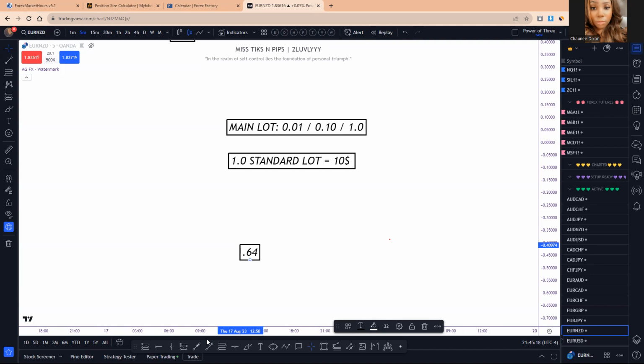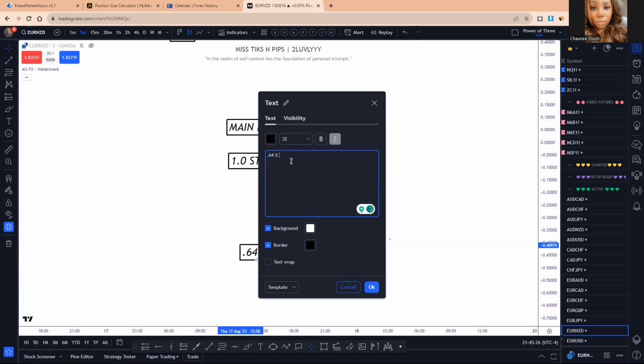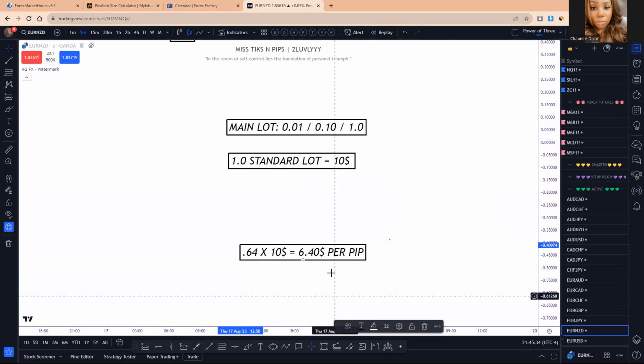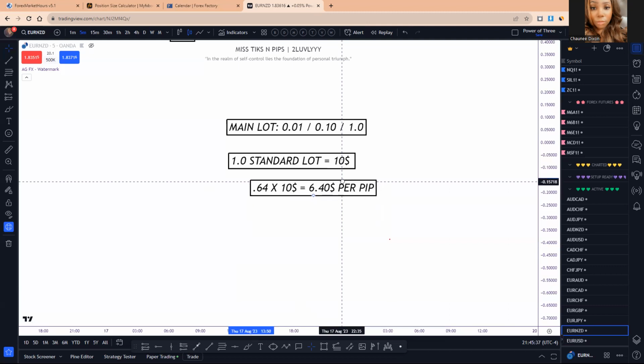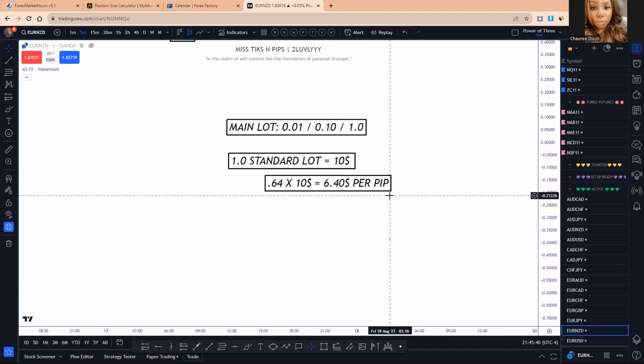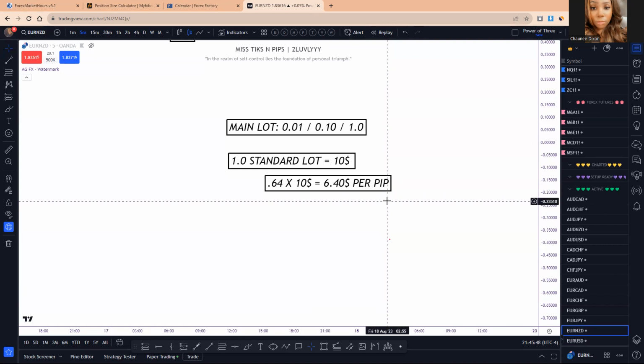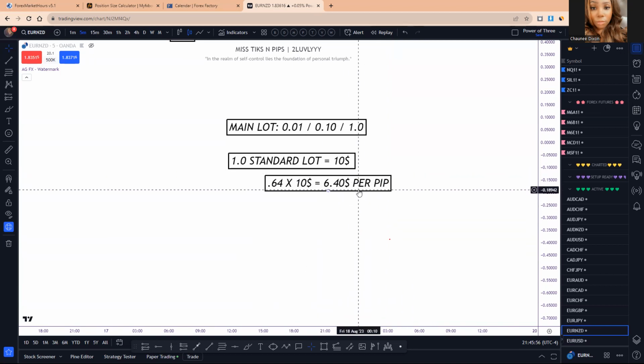Let's see. Yep, $6.40. So multiply that by $10, and that is $6.40 per pip. So that is how I'll figure it out every time, if I need to do it in my head. Now, I want to preface this by saying this is only going to be for major pairs. So anything that you trade with a US dollar attached. So your Euro USD, USD JPY, AUD USD, this is going to be accurate.